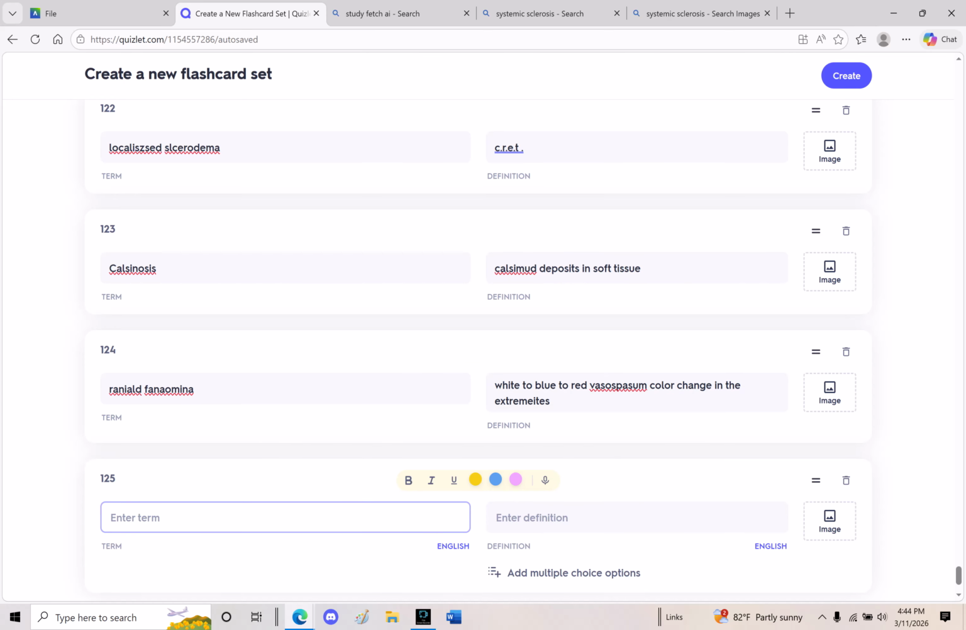I think he dreams about it. Know that it is white to blue to red. White, because you are not getting blood there because the arteries have been cut off. Blue because you are losing oxygen, hypoxia. Red because they relax and blood gets to rush back in.